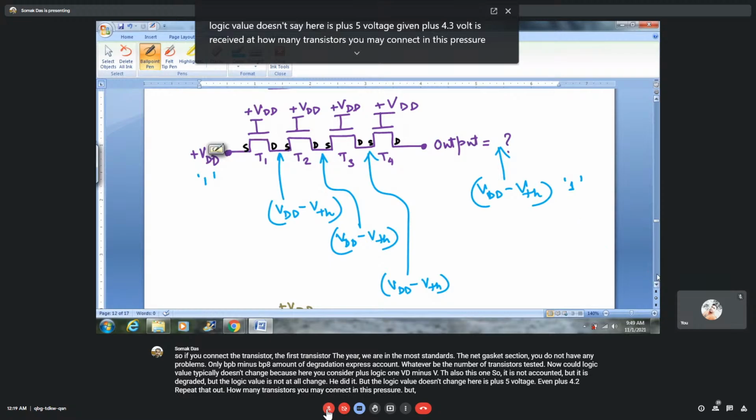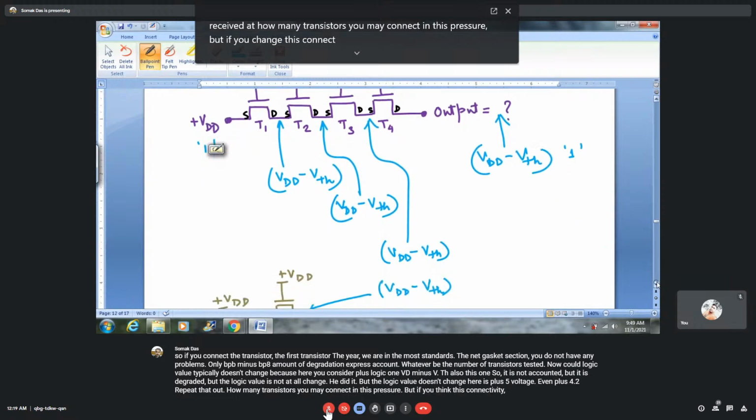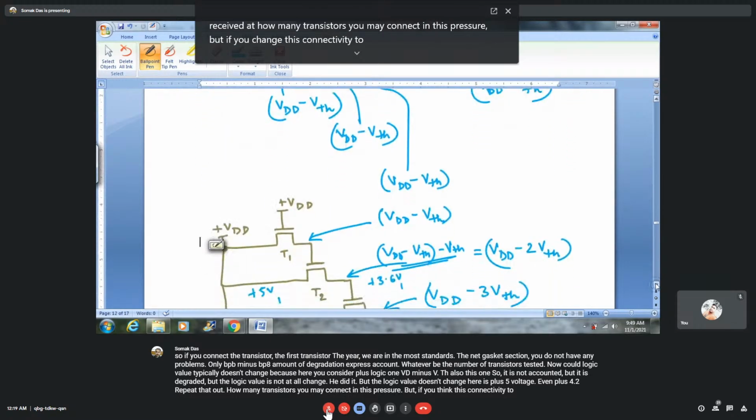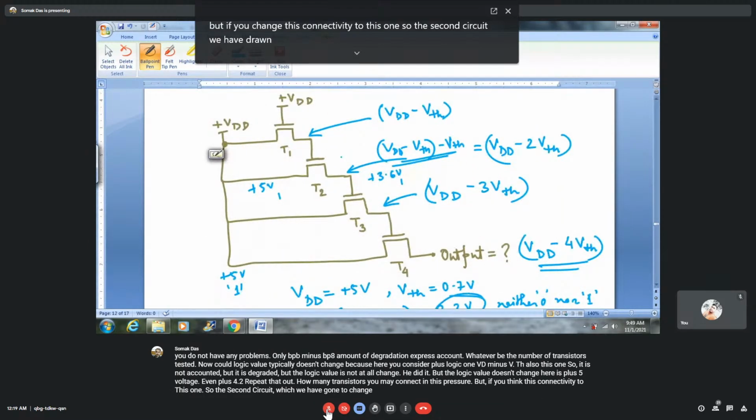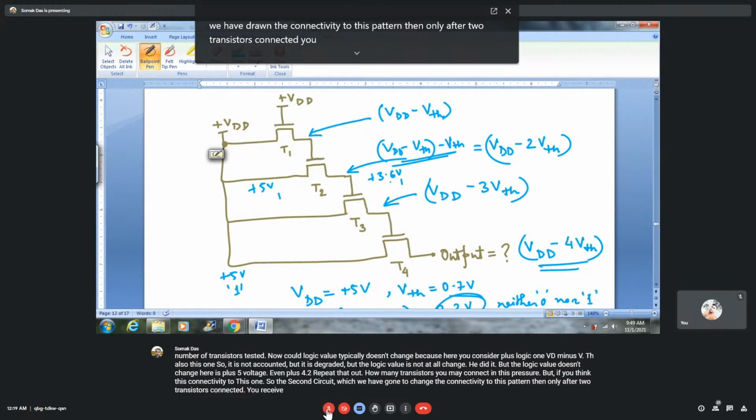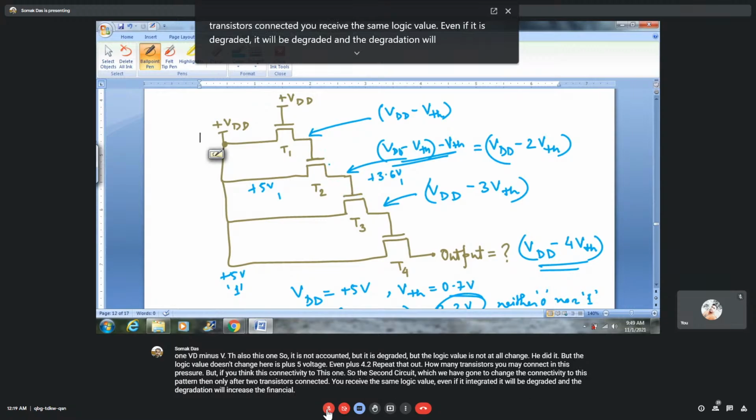But if you change this connectivity to the second circuit which we have drawn, then only after 2 transistors connected, you receive the same logic value. Even if it is degraded, the degradation will increase exponentially. But even after 2 transistors, you receive the same logic value. You provide it at the source, you receive that at the drain.